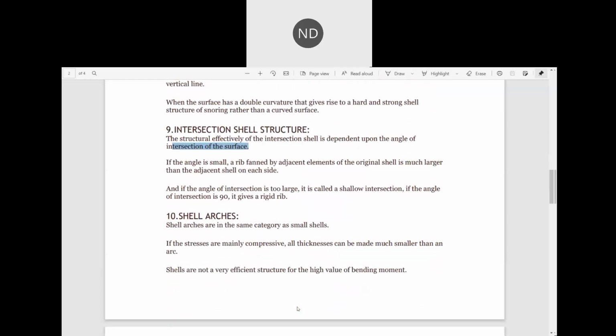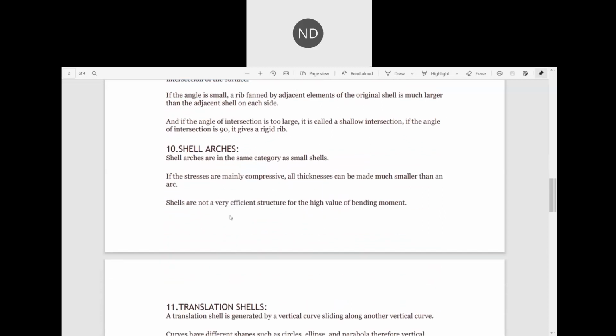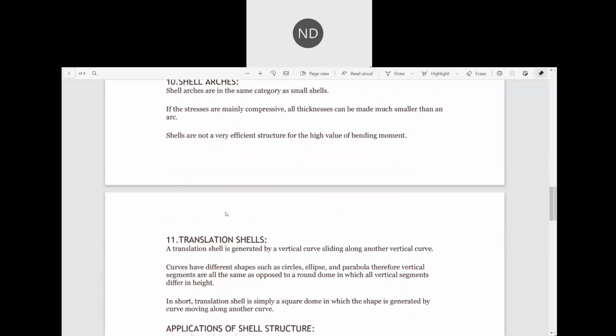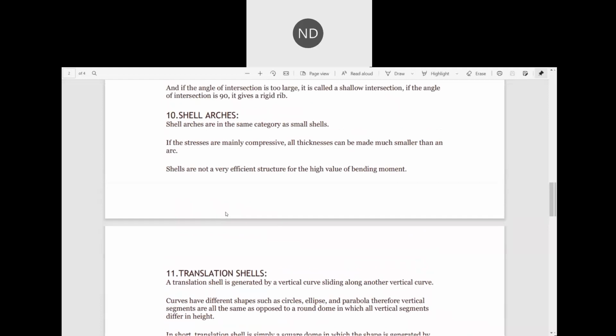Okay, now shell arches. So many types of shell structures are there, you know. Okay, this is the last one, 10 and 11. Shell arches. Shell arches are in the same category as small shells. Basically, we are talking about different types of shell structure, but somewhere or the other they are similar. They are the same kind. They are similar, like dome. They are curved.